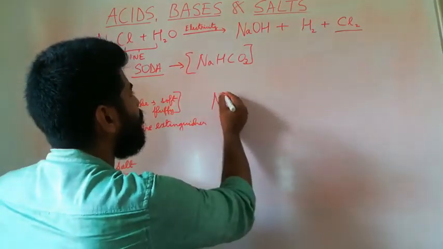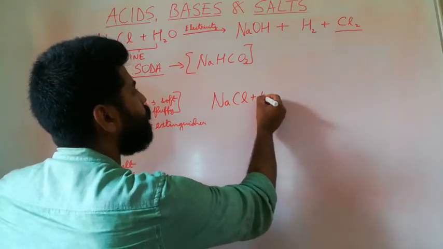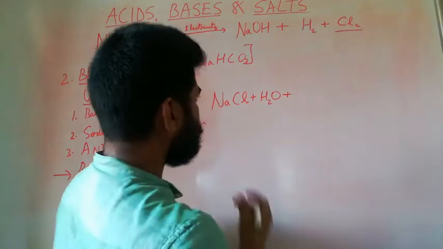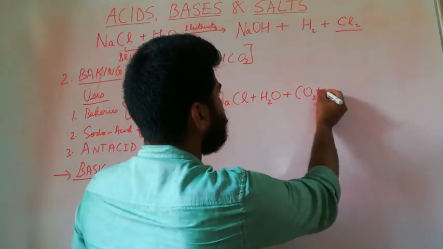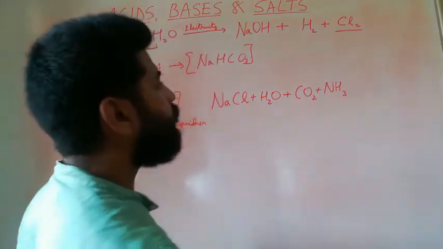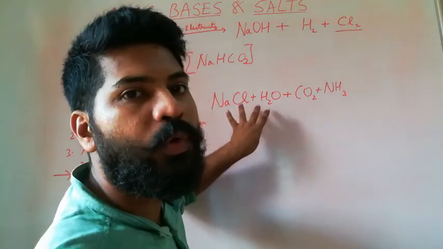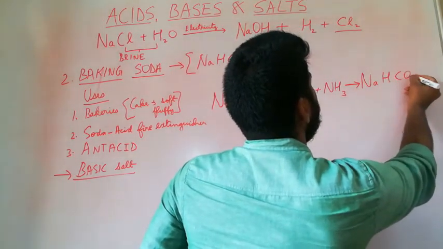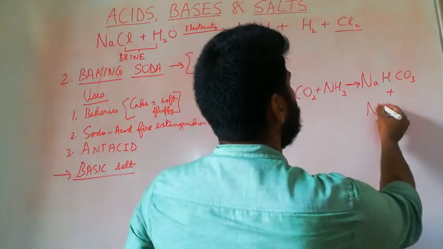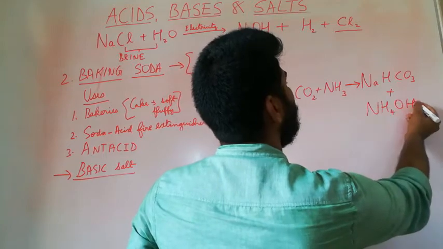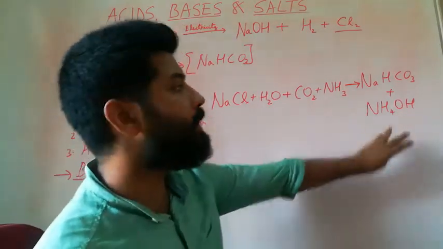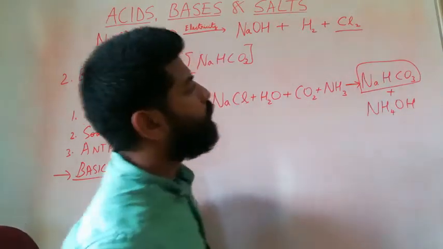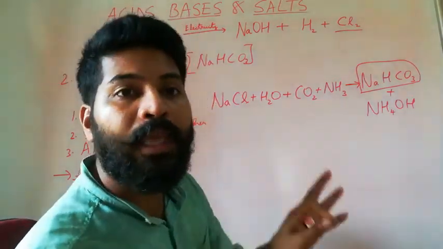So the chemical equation is very simple. We have sodium chloride, that is the brine water, sodium chloride and water. When we pass carbon dioxide gas and ammonia gas into brine, that is sodium chloride solution, we get sodium bicarbonate, that is NaHCO3, and ammonium chloride. Ammonium chloride is also a very important industrial chemical. So through this reaction we get sodium hydrogen carbonate, which is commonly called baking soda.